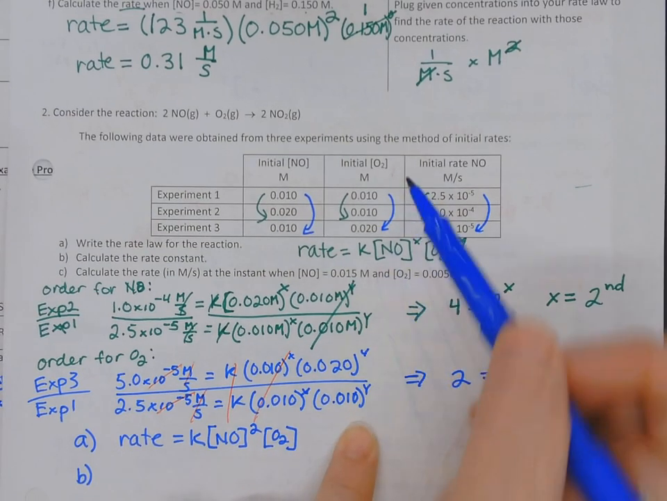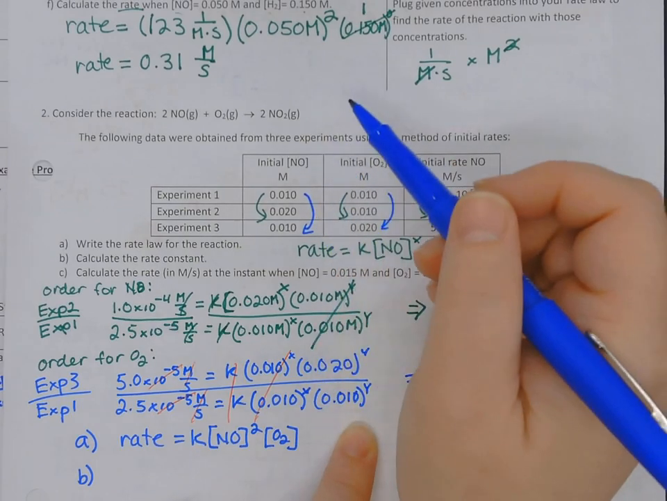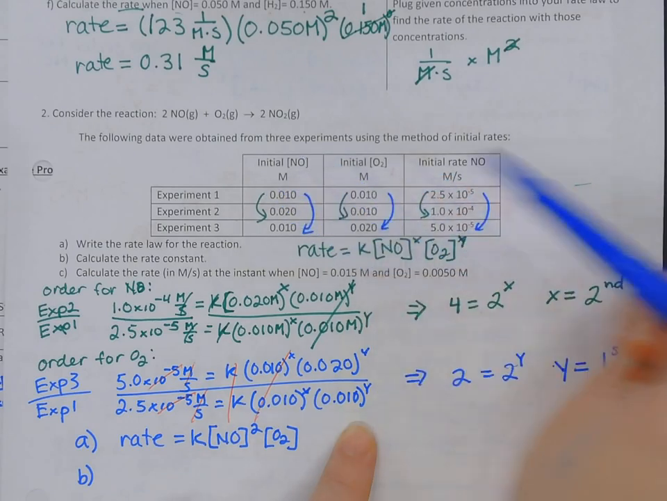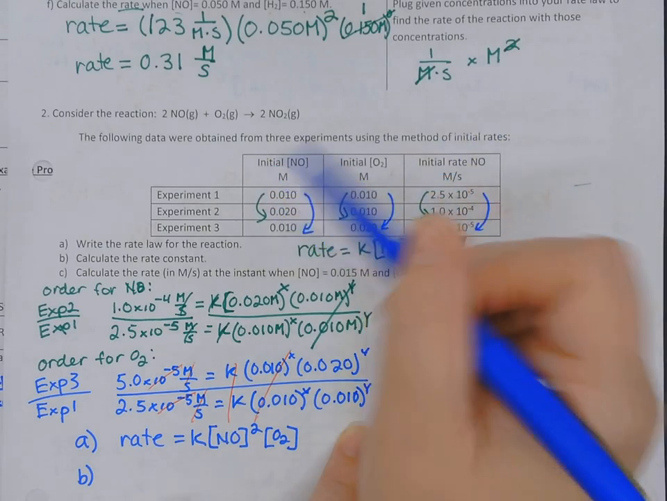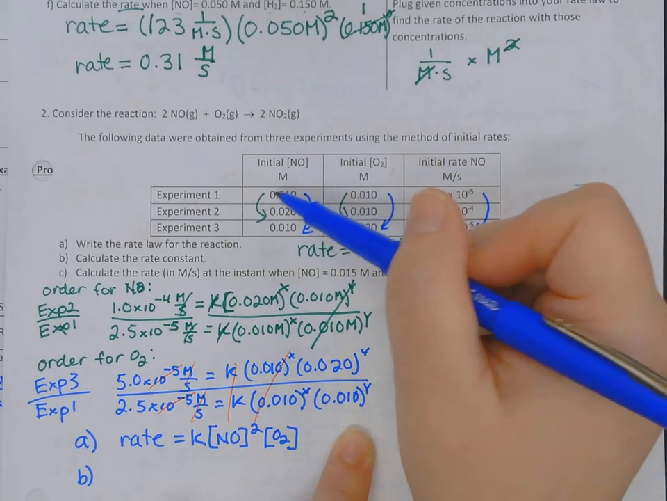If I was to do this, by the way, with sentences, something I could say for the first one, NO, I would say the order with respect to NO, let me go back, kind of structure it the same way as our sticky notes.